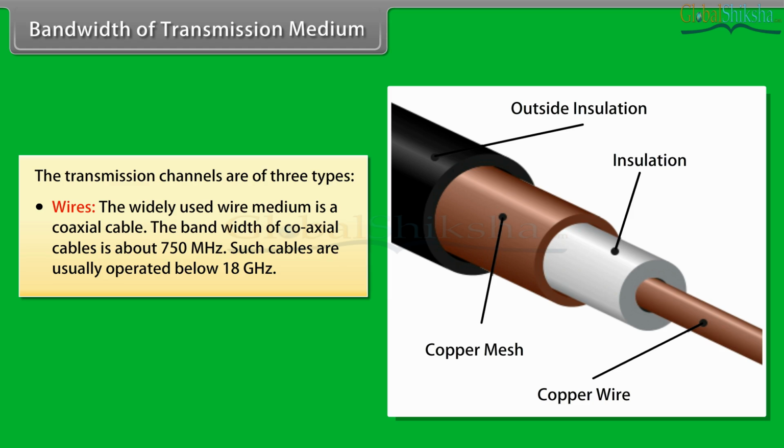Wires. The widely used wire medium is a coaxial cable. The bandwidth of coaxial cables is about 750 MHz. Such cables are usually operated below 18 GHz.